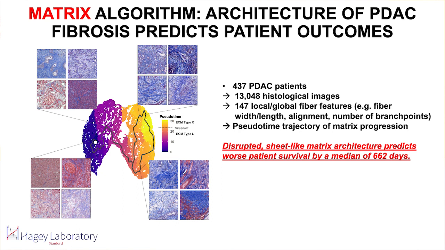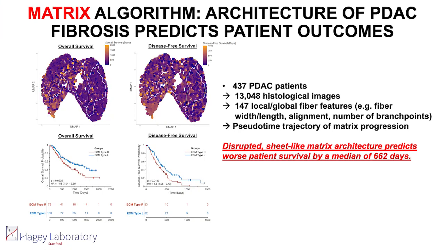And why is that important? Well, it turns out when we integrate the clinical data into this analysis, what architecture you exhibit on average actually is predictive of patient survival. And it turns out that having an architecture on the right-hand side of that manifold, as opposed to the left-hand side, predicts survival that is worse by over 600 days in median. So that indicates to us that fibrotic matrix architecture has a huge clinical and prognostic impact.